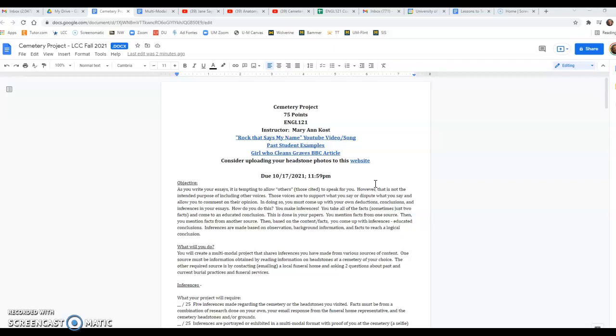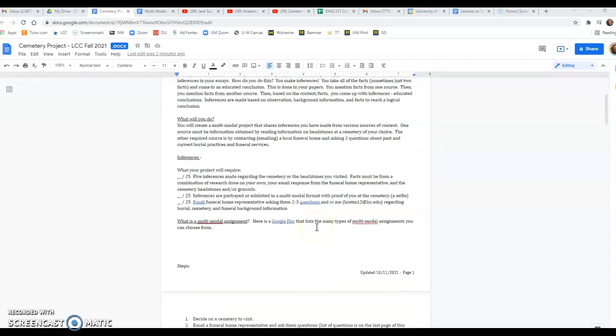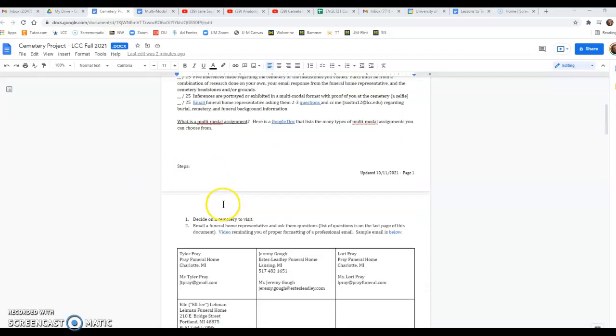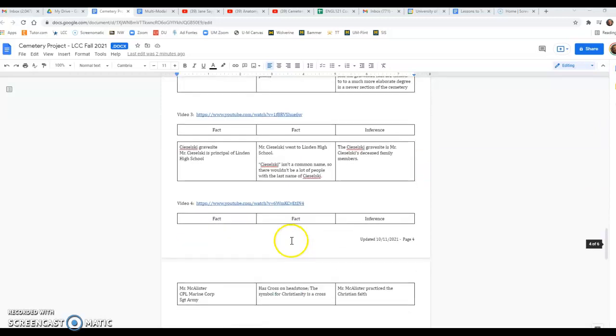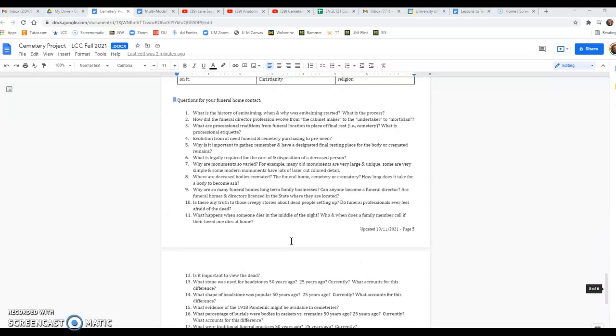And how you're doing this is framed in the setting of a cemetery. And so there's three parts to doing this. One, you're going to decide on a cemetery to visit. Next, you're going to email a funeral home representative and ask them some questions. So the questions are down below, and they relate to how people were buried in the past or buried now, and what funeral practices were back in the day and now.